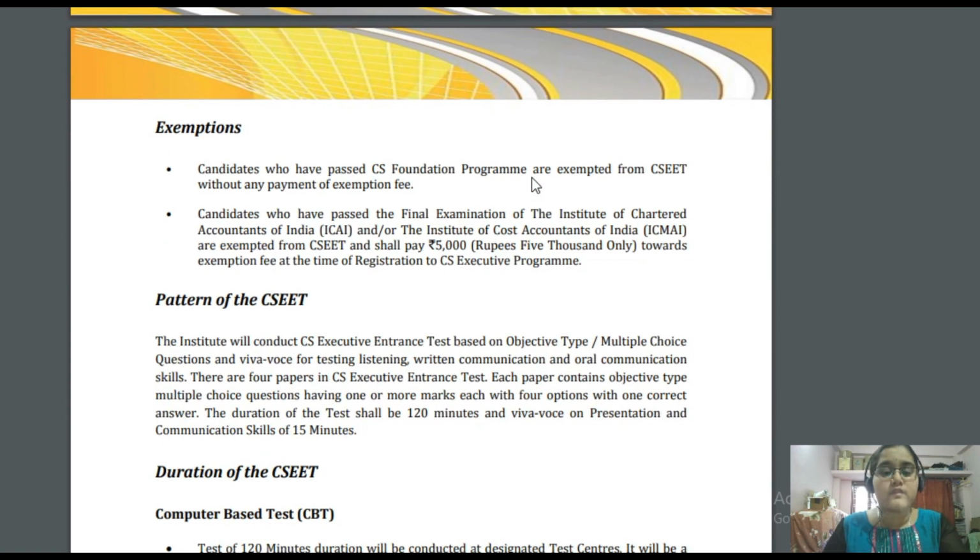Only the students who have passed the final examination of ICAI and also the final exam of the Institute of Cost Accountants of India, ICMAI, can pay the additional fees of 5,000 and claim exemption from this CSEET test and go to the CS Executive directly.